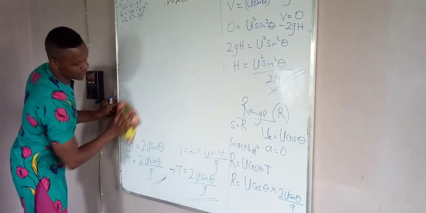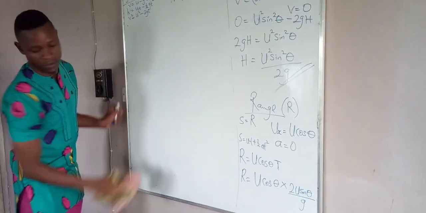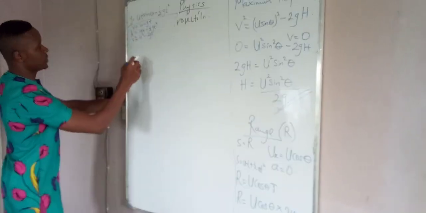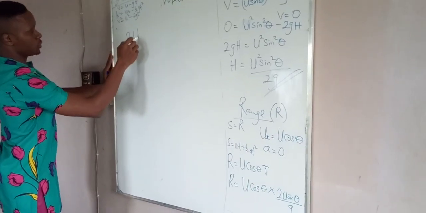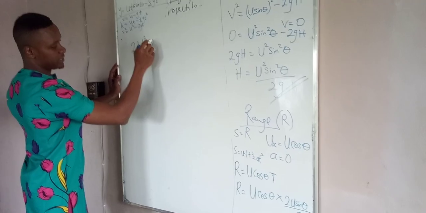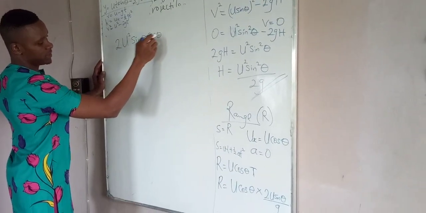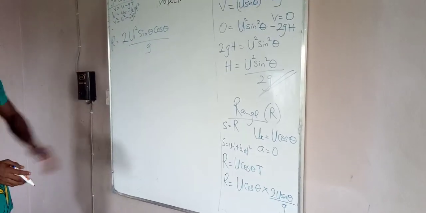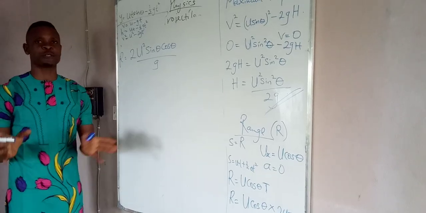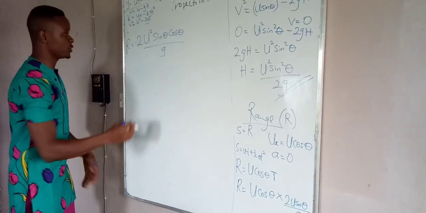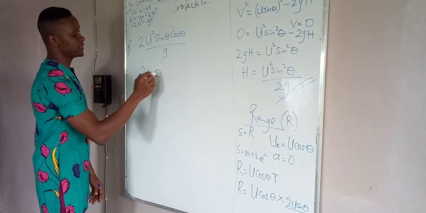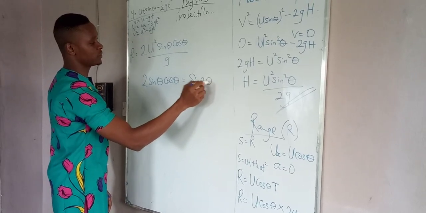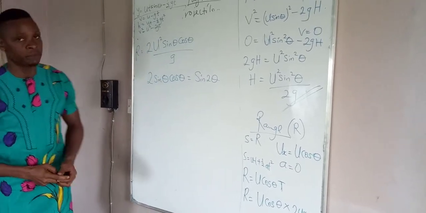If we evaluate that, what are we going to have? We multiply through, and this will give us R is equal to 2u squared sine theta cos theta all over g. This becomes what we have. But from our trigonometric ratios, we have it that 2 sine theta cos theta is equal to sine 2 theta. Okay?